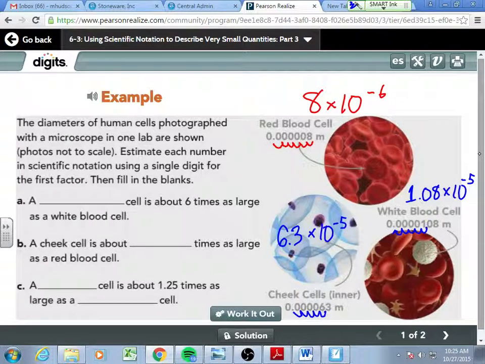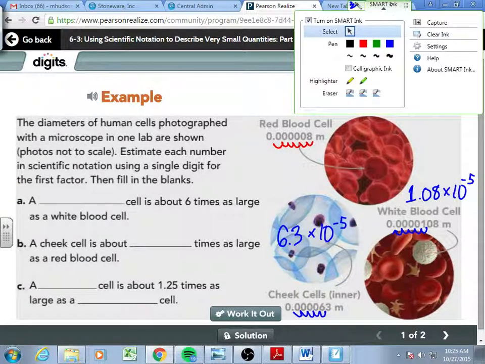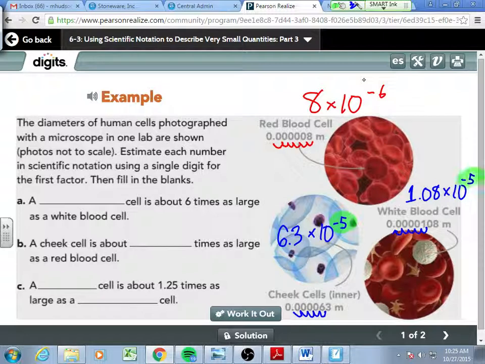Now wait a minute, the powers now are the same. I have 10 to the negative 5th and 10 to the negative 5th. Since the powers are the same, Peyton? Then we compare the numbers, 6.3, 1.08. So the cheek cell compared to the white cell, which is bigger? The cheek cell, because the powers are the same, so we compare the base values, the 6.3 to the 1.08.